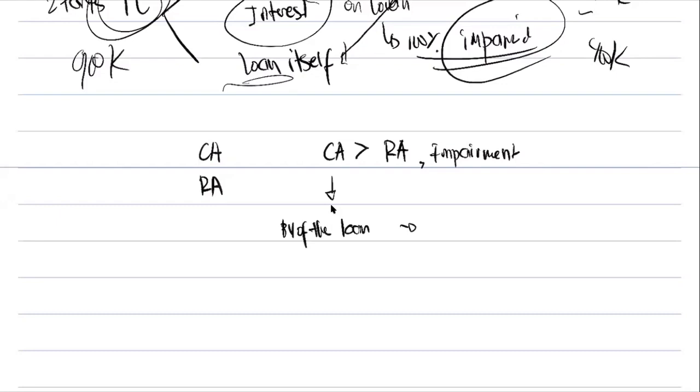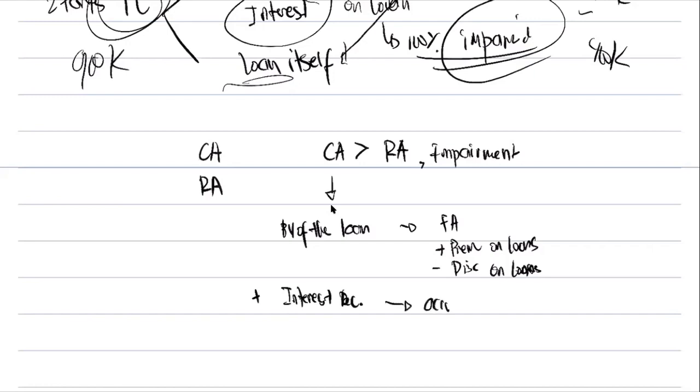This is equal to the face amount of the loan plus any premium on loans less any discount on loans. So that's the amount of our book value of loan. The carrying amount of the loan is equal to your book value of the loan plus any interest receivable. What is this interest receivable?